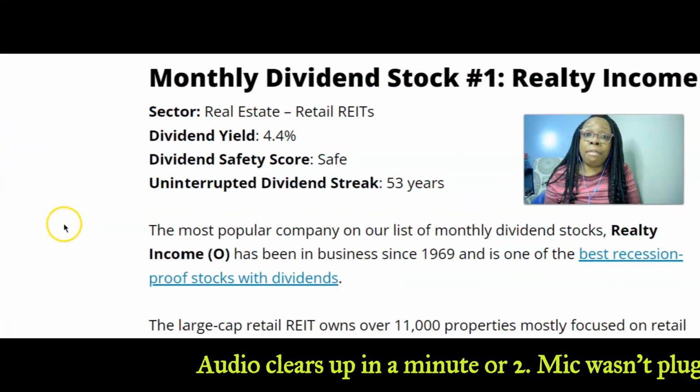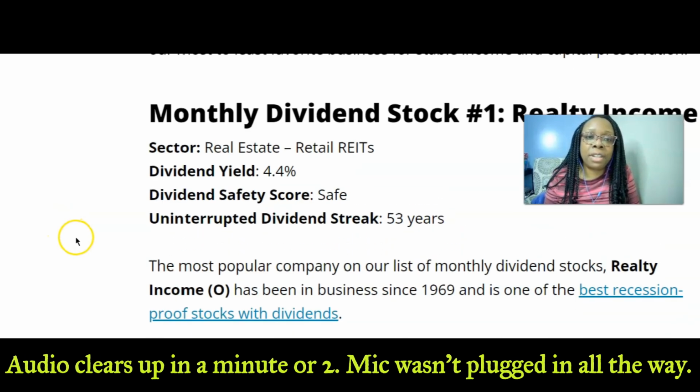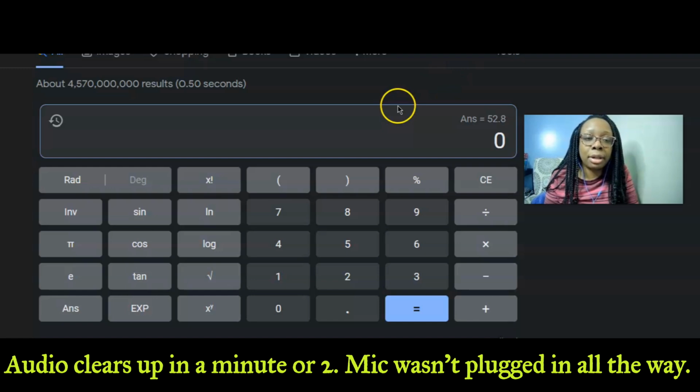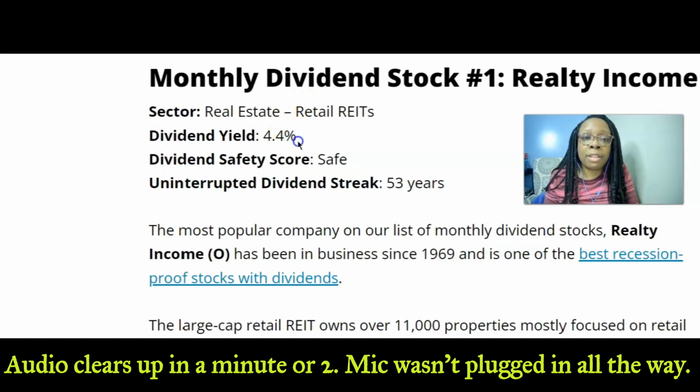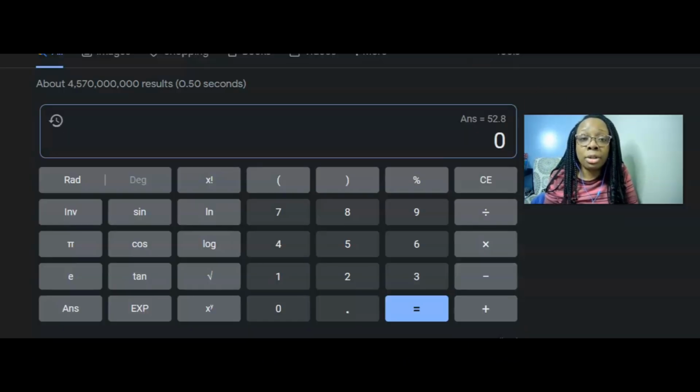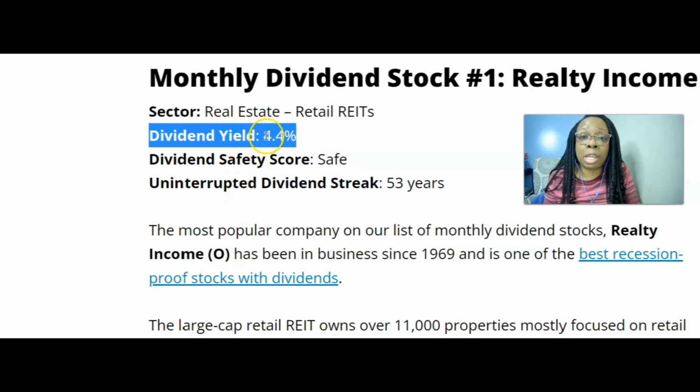All right, guys, so we're back at a very familiar website, simplysafedividends.com. But again, we're going to start with Realty Income. So I have a simple Google calculator right here. So remember, dividend yields are on an annual basis, okay? So in order to find how much we need to have invested to get $100 a month, we have to find the number for the year. So $100 a month, let's say we want to get in Realty Income, we have to multiply that by 12 so that we can get the total annually, which is $1,200. Because remember, dividend yields are on an annual basis.